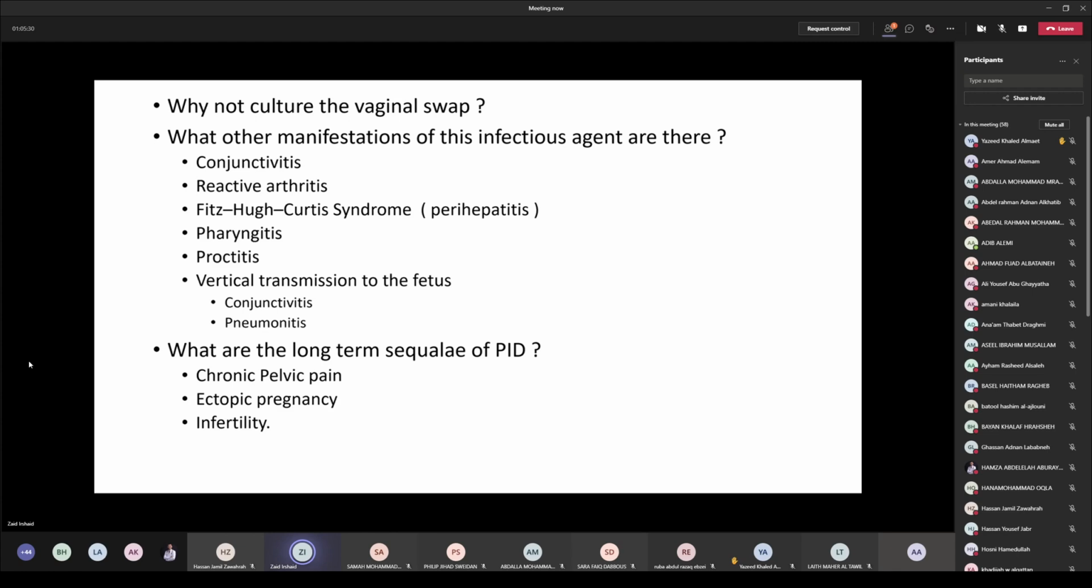And would anyone care to tell me what's the definition of chronic pelvic pain? What do we mean when we say chronic pelvic pain? Sarah? Doctor, it's pain for 6 months or more with menorrhagia maybe.